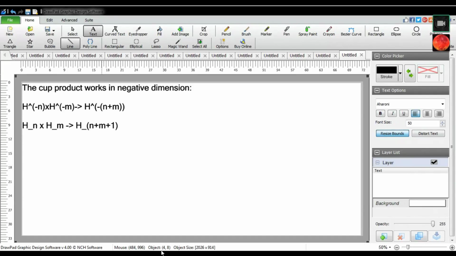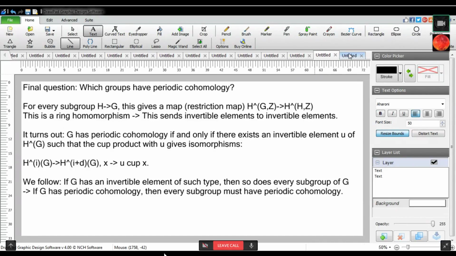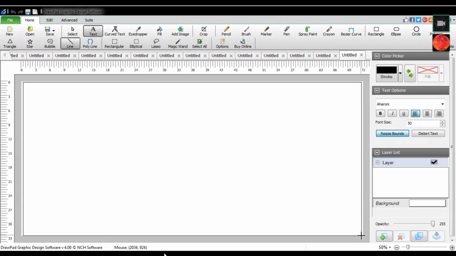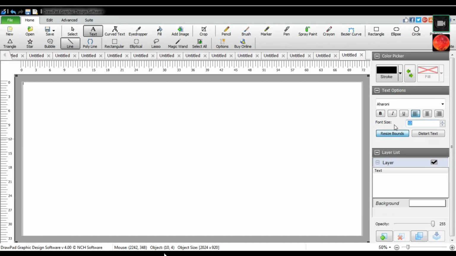Okay, so we know that every subgroup has to have periodic cohomology. So we have to rule out some groups. If we rule out some groups that cannot have periodic cohomology, then we also know that a group that has periodic cohomology can't have this as a subgroup. So we want to classify all the subgroups that G can have.